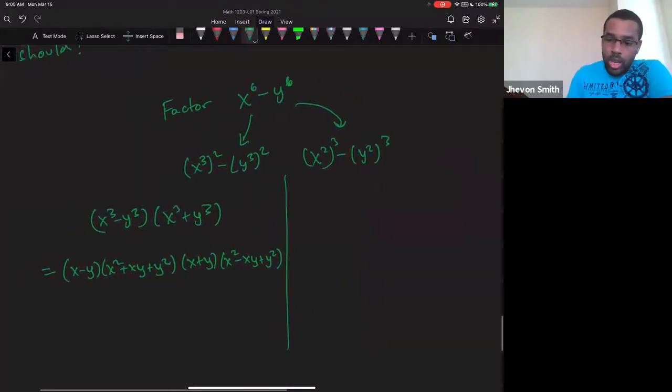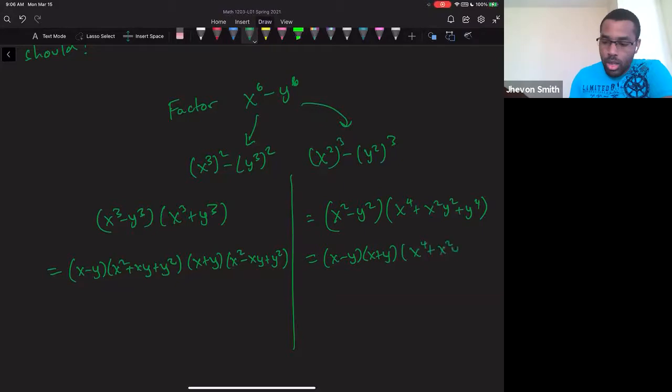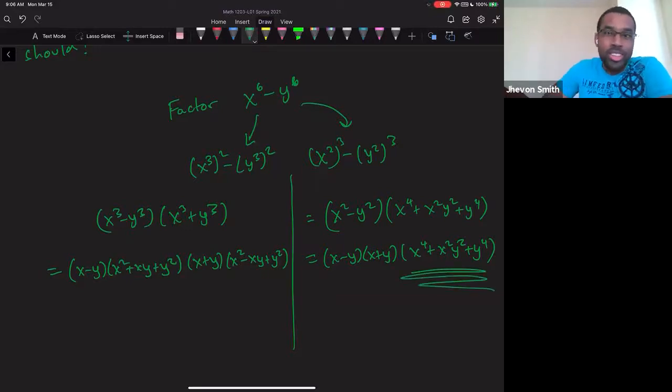Whereas here, if you try to apply the difference of cubes formula, you get x squared minus y squared, and then you would get x to the 4th plus x squared y squared plus y to the 4th. The first part you clearly recognize as difference of squares. And you would get to here. Now, the thing is, the average pre-calc student is not going to be able to factor that at face value, right?